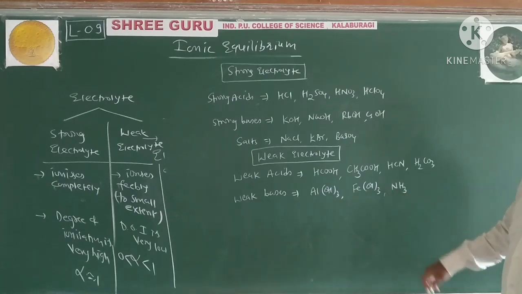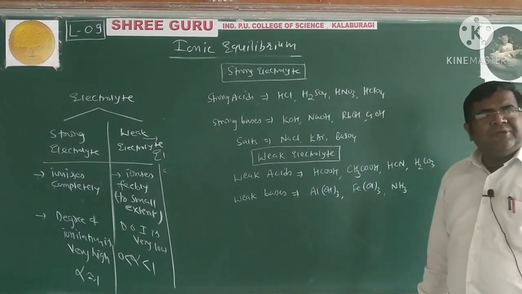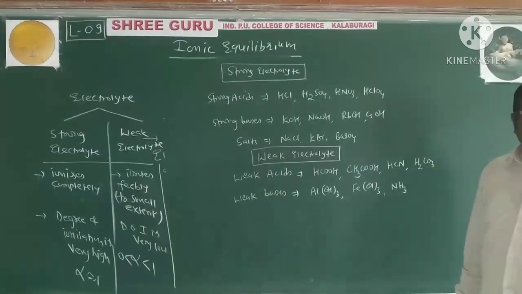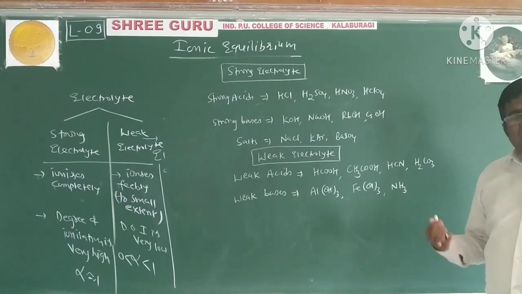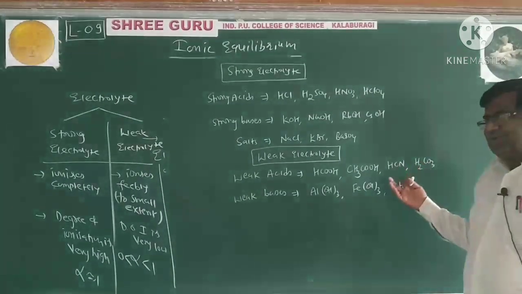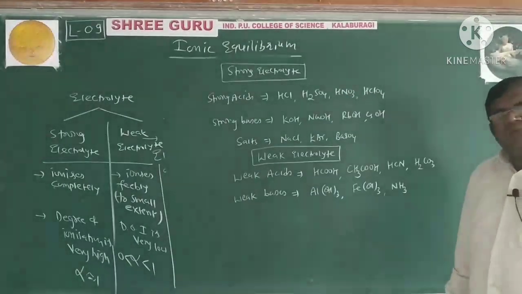So these are the examples of weak electrolytes, and these are examples of strong electrolytes. By just looking at the formula, we cannot identify which is strong and which is weak. So practice is needed. We should first try to remember this, because this is the part which requires some memorization.